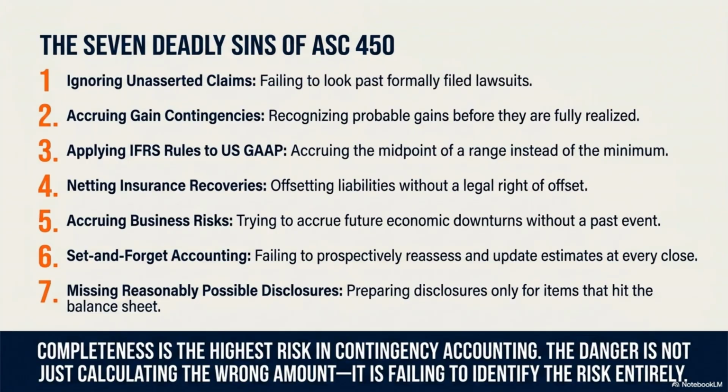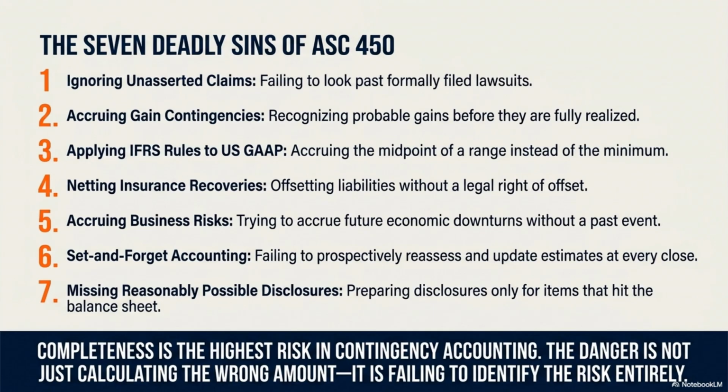We close with the 7 most common errors in ASC 450, the mistakes that appear in audit findings, restatements, and SEC comment letters. 1. Ignoring unasserted claims. Your review cannot stop at the litigation log. Ask whether any past event has occurred that could trigger a claim, regardless of whether a lawsuit has been filed. 2. Accruing gain contingencies. No matter how probable a gain looks, you do not accrue it until it is realized and legally certain. Disclose it, but do not book income prematurely.